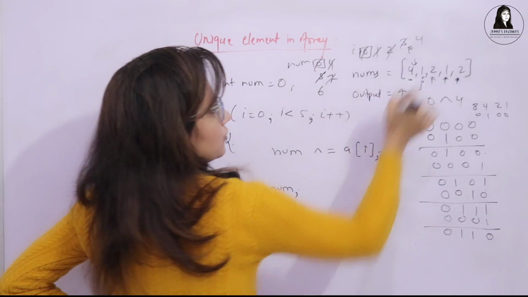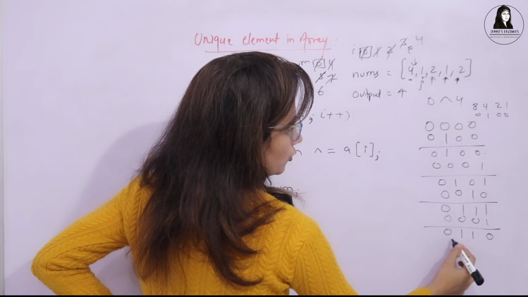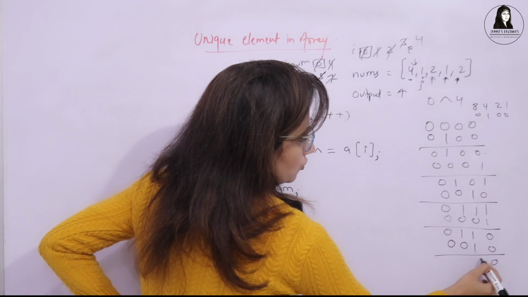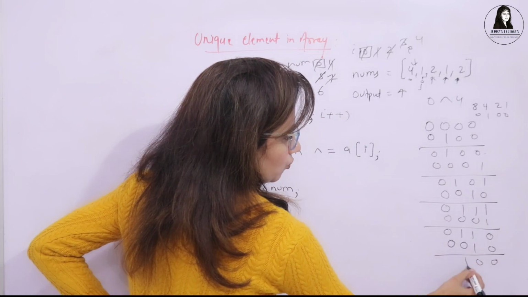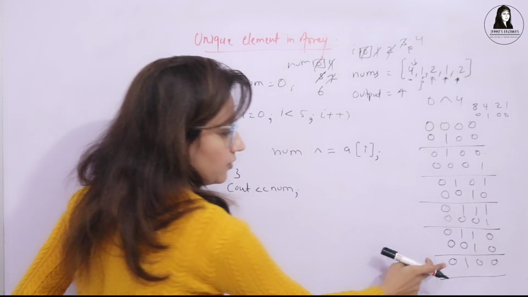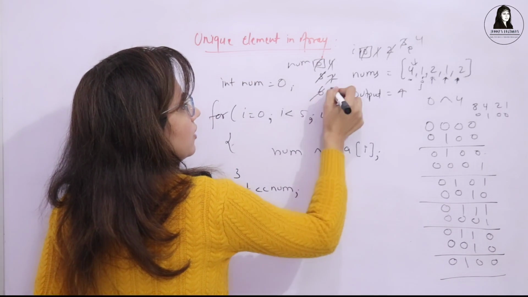Now i becomes 4. A of 4 is 2. So 6 XOR 2. 2 is what? 0, 0, 1, 0. Now 0, 0 and here we have 1, 0. This is what? Num is this binary, and converted into decimal, that is 4 now. So in num we have now 4.